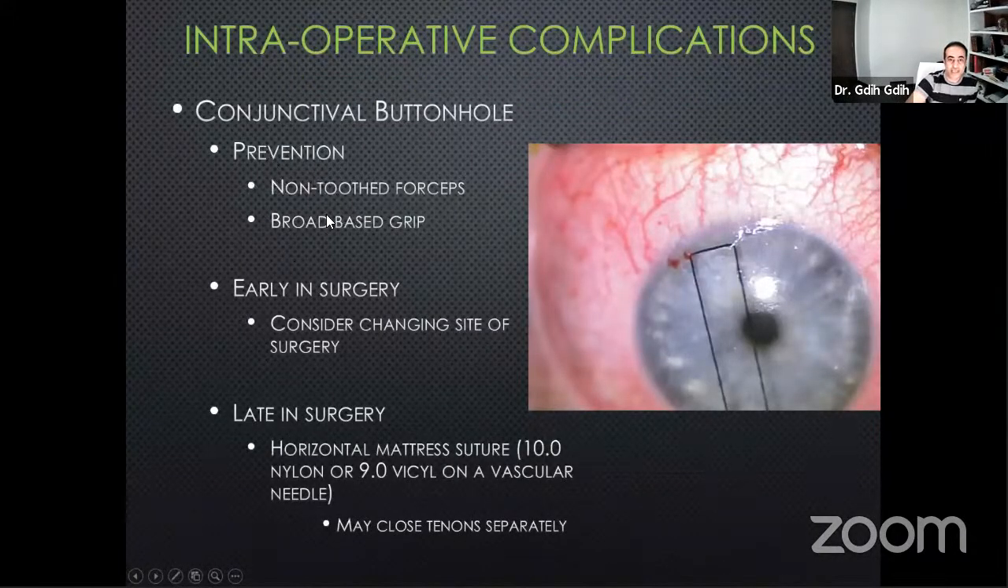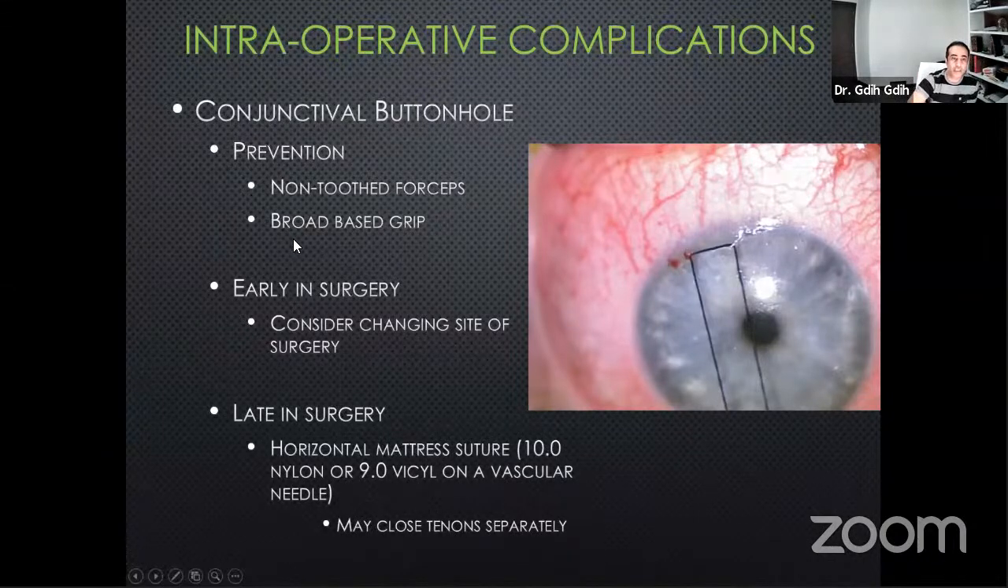So as we said for the conjunctival buttonhole, we are going to prevent that by using non-toothed forceps and a broad-based grip, meaning when you hold conjunctiva, make sure you hold it not from the edge, but away from the edge, with a broad-based grip.